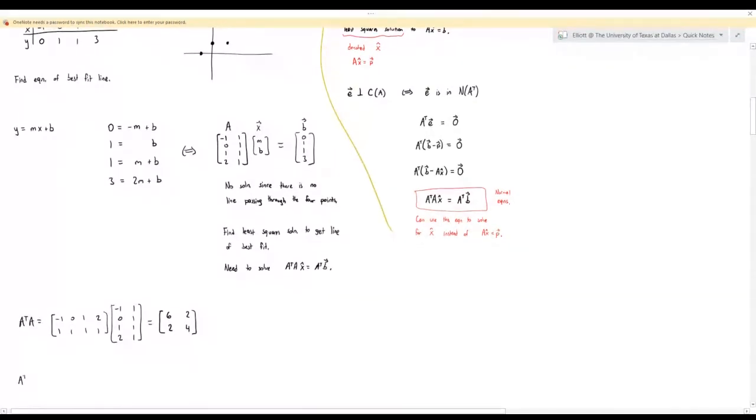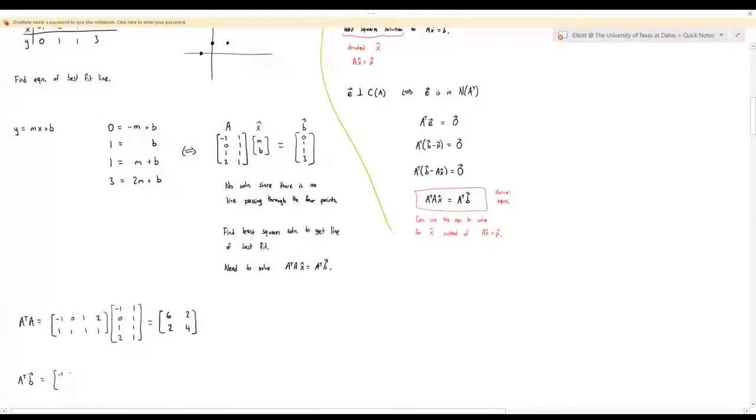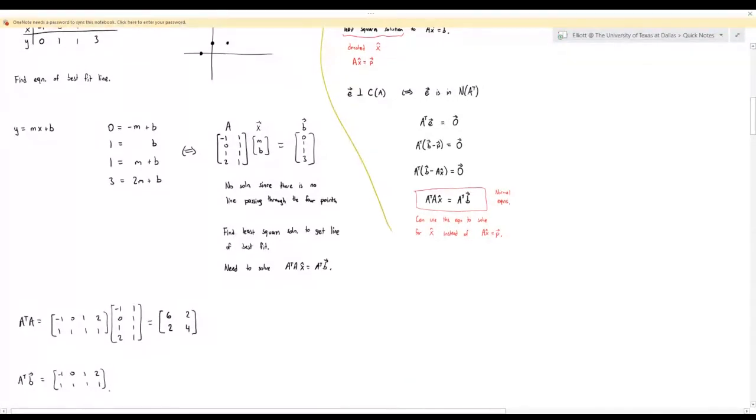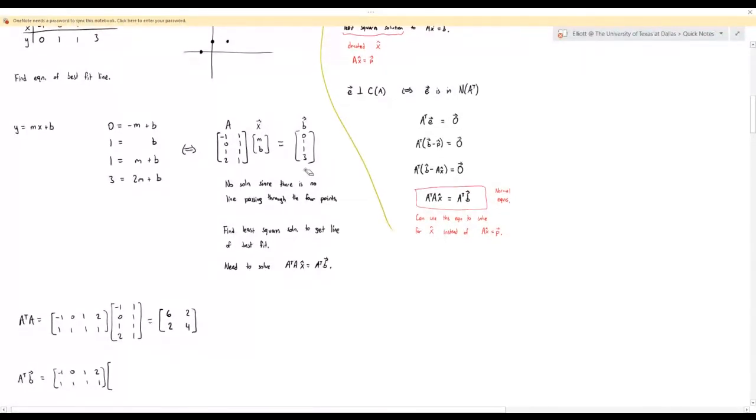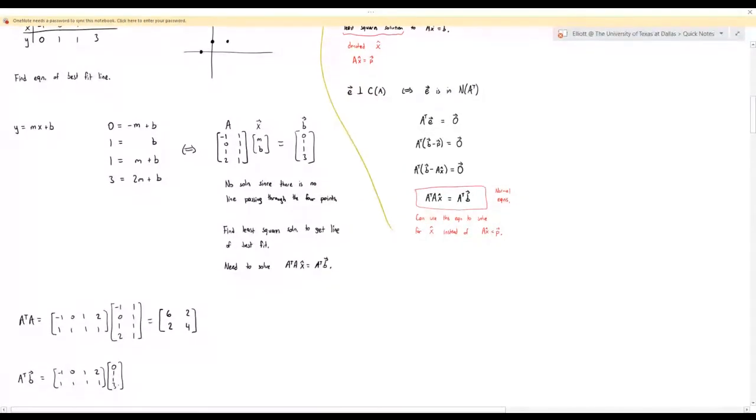Next, I also want to do A transpose times B. So here's A transpose, and then B was 0, 1, 1, 3. Let's multiply all that out. We're going to get 0, 0, 1, 6, so 7. And 0, 1, 1, 3, so 5.